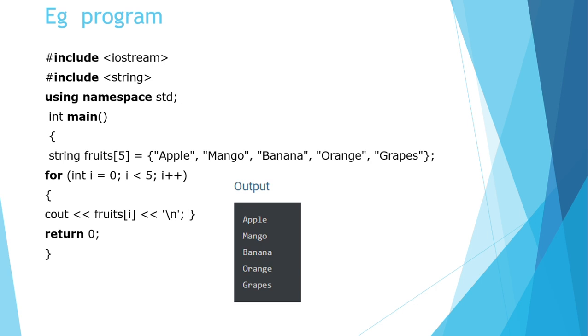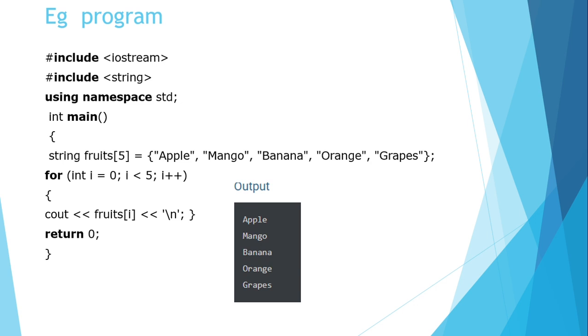iostream and string are the header files. Why are we using string? We are going to use the data type string, and we are going to call string values. This is the main function. Now here we are declaring the array and initializing the elements of the array.